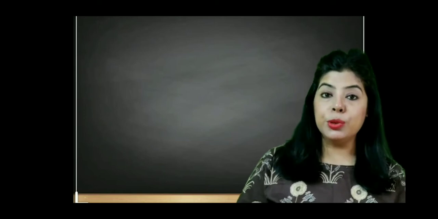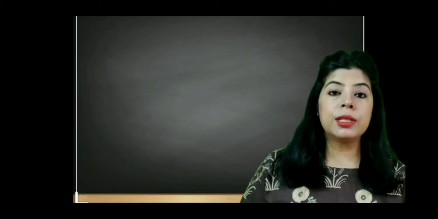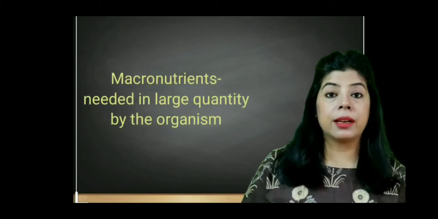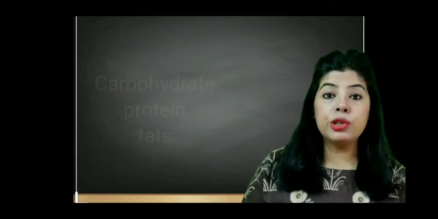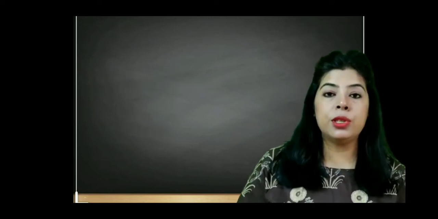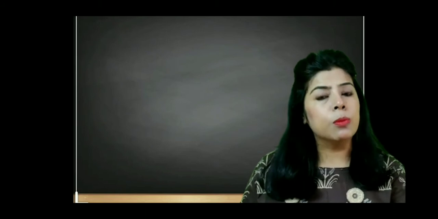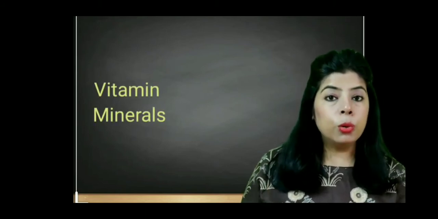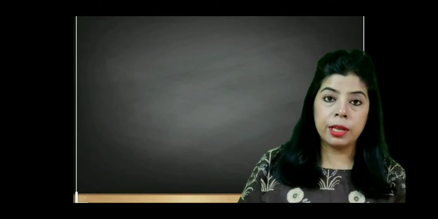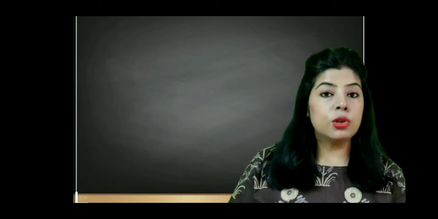The nutrients can be further divided into two types depending upon the quantity of nutrient used by the organism. So nutrients can be macronutrients and micronutrients. Macronutrients are those nutrients which are needed in large quantity, like carbohydrates, proteins, fats. They are the major energy giving, body building food for the body. Whereas the micronutrients like vitamins and minerals are needed in smaller amounts, though these micronutrients are also very important for the body. The lack of these micronutrients can lead to various kinds of deficiency problems in our body. So nutrients can be divided as macro and micronutrients.